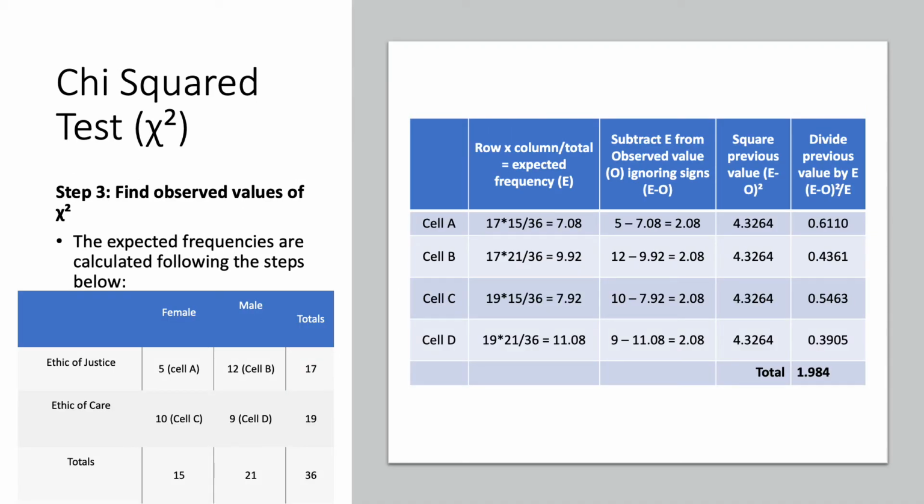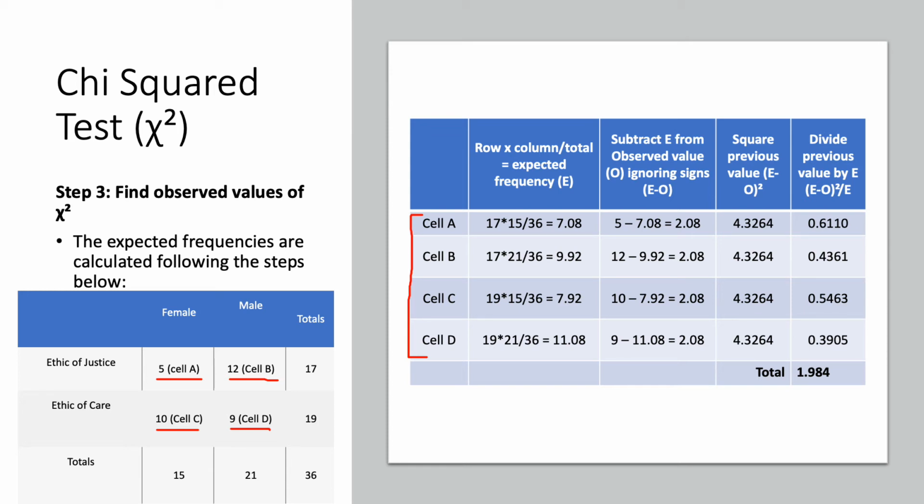Step 3 is to find our calculated value. We want to find chi-squared. This looks very complicated, but I'm going to break it down for you and hopefully you will understand. And you can see that all the cells, all the main cells, have been labelled A, B, C and D. And in this table here, we work through each cell at a time. So let's start with cell A.